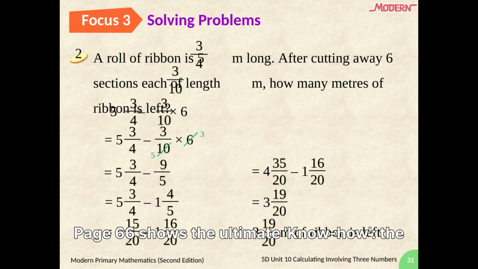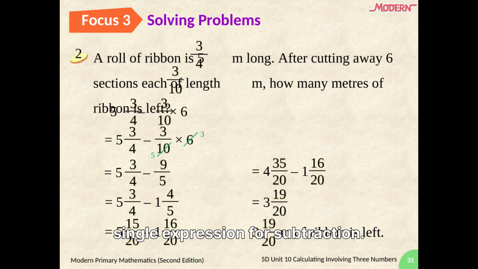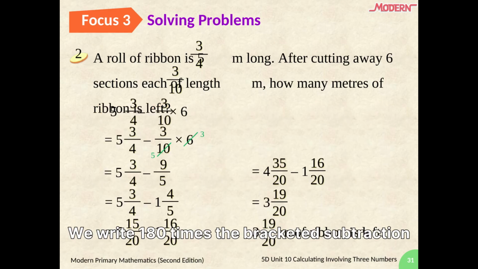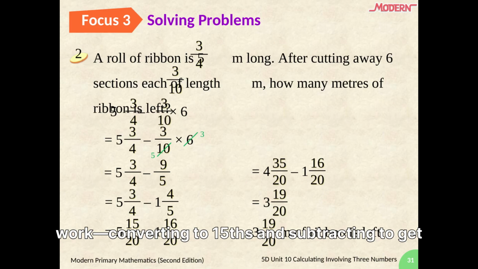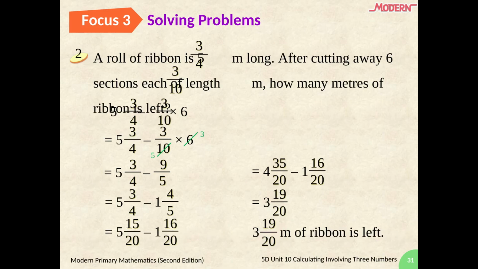Page 66 shows the ultimate know-how, the single expression for subtraction. We write 180 times the bracketed subtraction of 2/5 and 1/3. This is the twin of the addition method we learned in Section 8. Inside the brackets, we do our fraction work, converting to 15ths and subtracting to get 1/15. Then, we multiply the total by that difference.